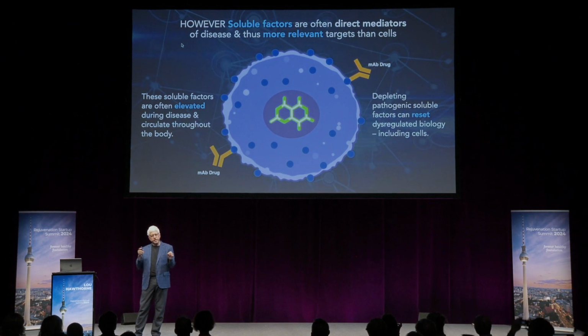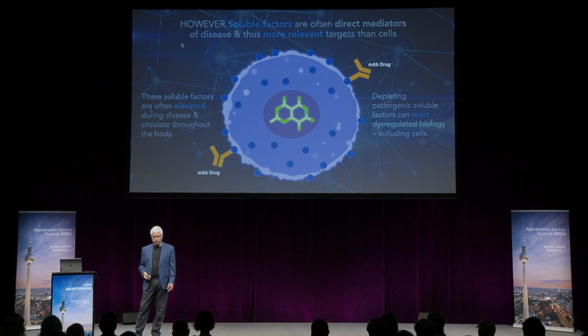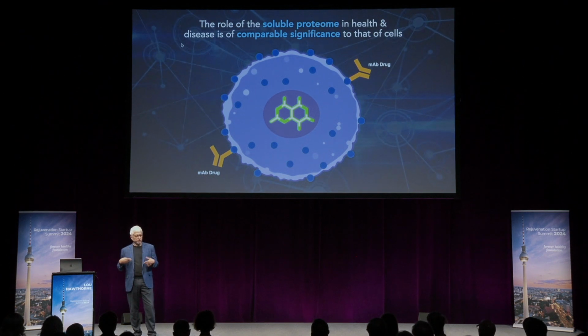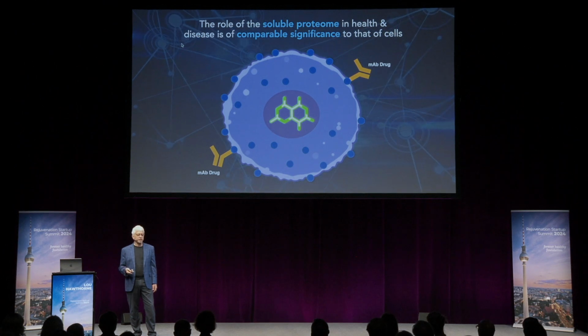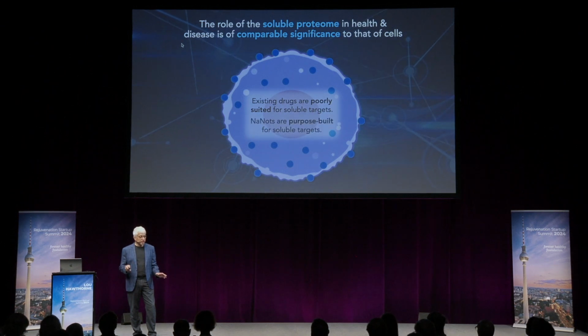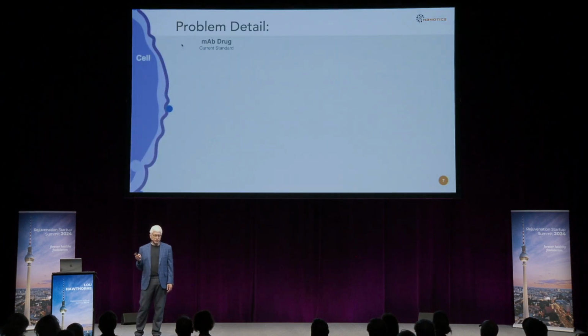Depleting pathogenic soluble factors can actually reset dysregulated biology, including inside cells. So in other words, taking something out of blood, not targeting cells directly, can profoundly remodel a cellular microenvironment at the tissue and organ level as well. So arguably, the role of the soluble proteome in health and disease is of comparable significance to that of cells. However, the existing drugs are poorly suited for soluble targets, whereas NaNots are purpose-built from the ground up specifically for soluble targets. So let's dig into the problem space a little bit more.